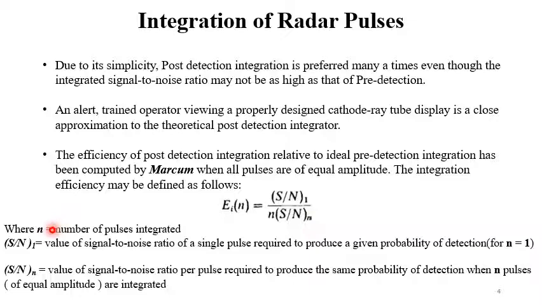Obviously n is the number of pulses integrated. (S/N)_1 is the value of the signal to noise ratio of a single pulse required to produce a given probability of detection for n equal to 1. And (S/N)_n, the denominator, is the value of signal to noise ratio per pulse required to produce the same probability of detection when n pulses of equal amplitude are integrated.